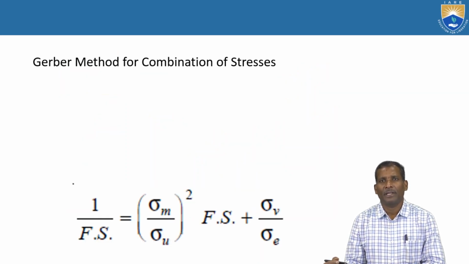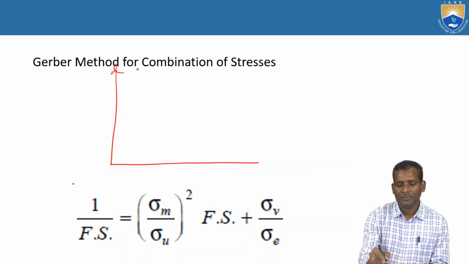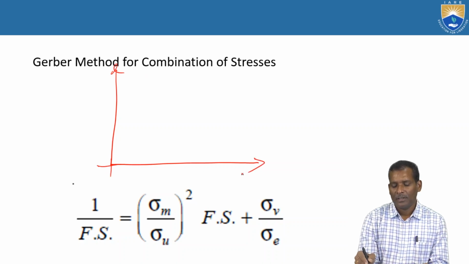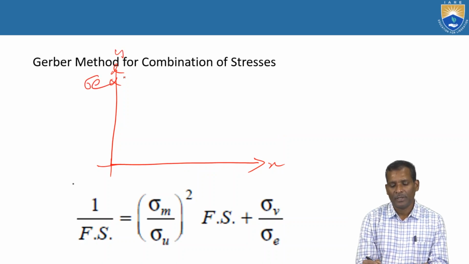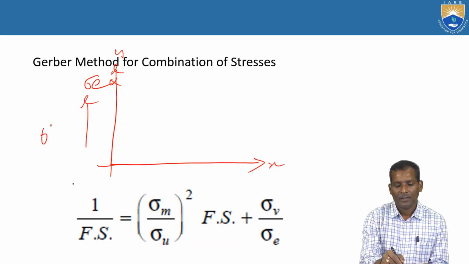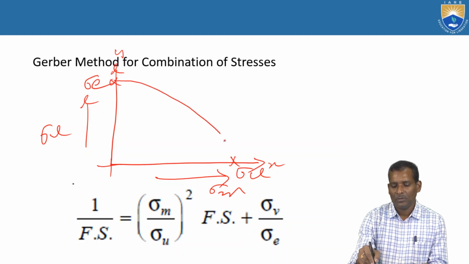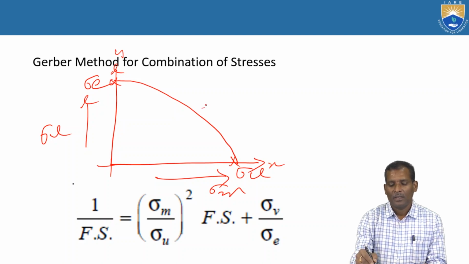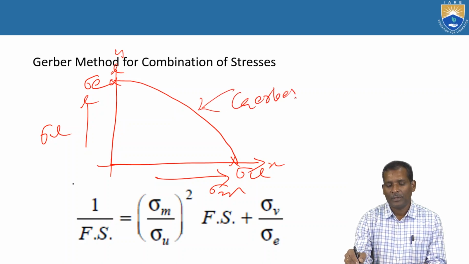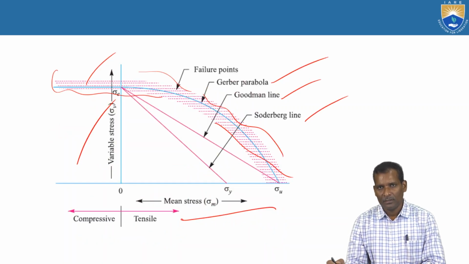So first you take the Gerber method for combination of stresses. Here, on the x-axis and y-axis, take the maximum stress, the endurance limit, variable stresses, and mean stresses. Sigma U, the ultimate strength, to sigma E. So this is a parabola, the Gerber parabola, as shown in the previous diagram.